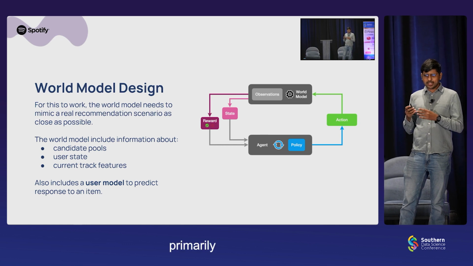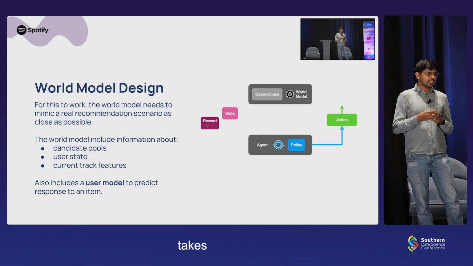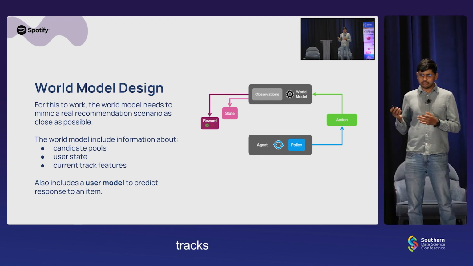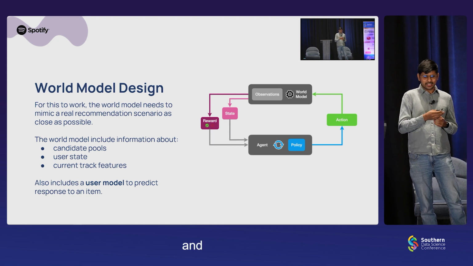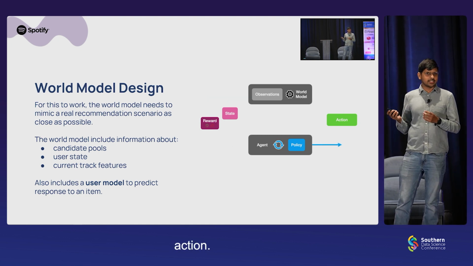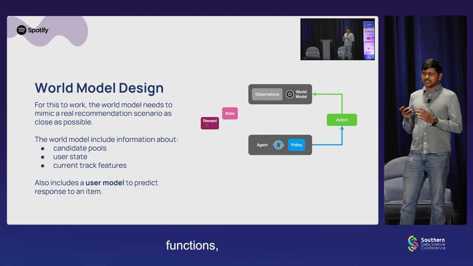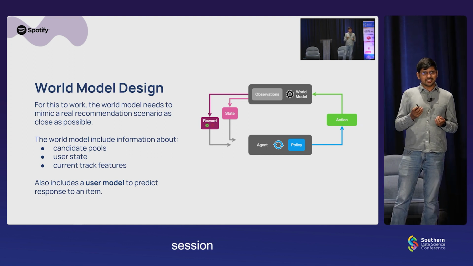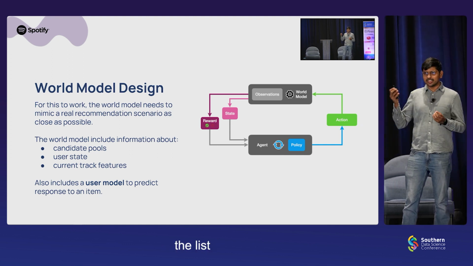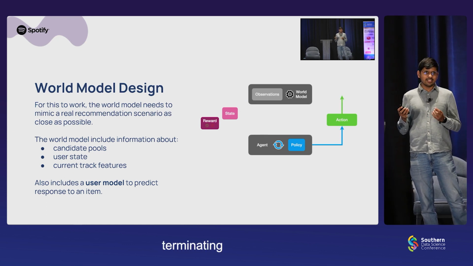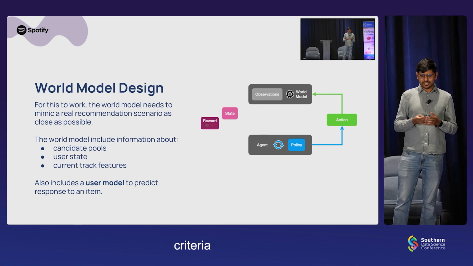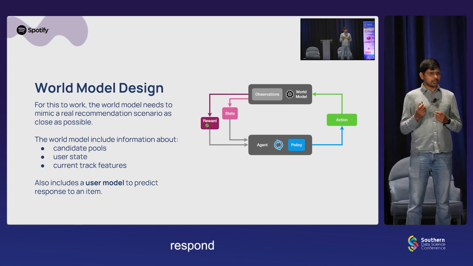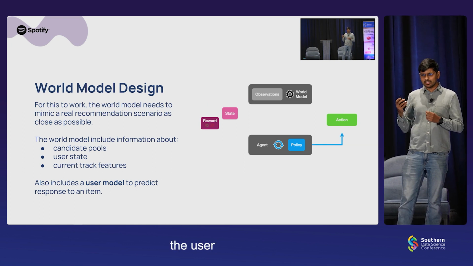The world model is primarily a transitional function, which takes into account the candidate pool of tracks, the user listening history, and the current selection of tracks to respond with an updated state and a reward based on that specific action. Besides these functions, it is also responsible for other functions like starting a listening session in the simulator, maintaining the list of tracks recommended by the agent, and terminating the listening session based on certain criteria. To predict how a user would respond to a track, it makes use of a user model.